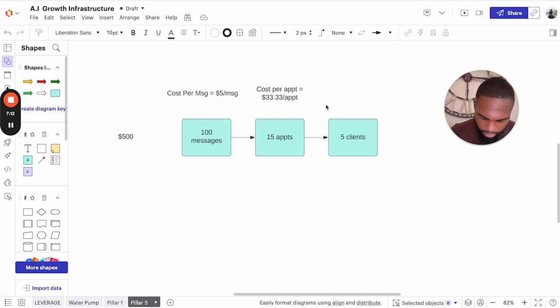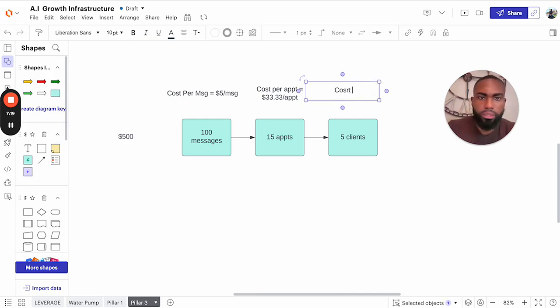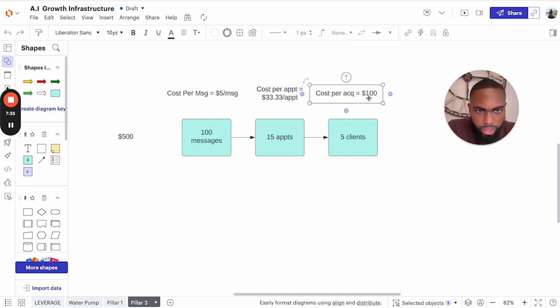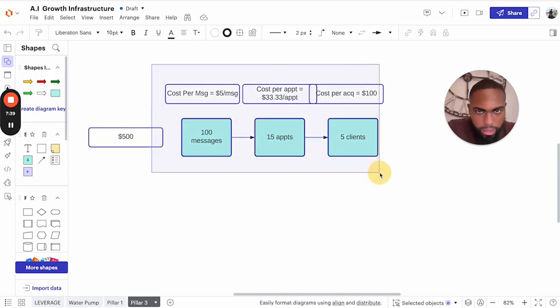500 divided by 15. Yeah, 33 and a third, right? Then that means that your cost per client, your CPA, cost per acquisition, is $100. Every time you spend $100, you get a client. 100 by 5 is $500. I hope this makes sense.